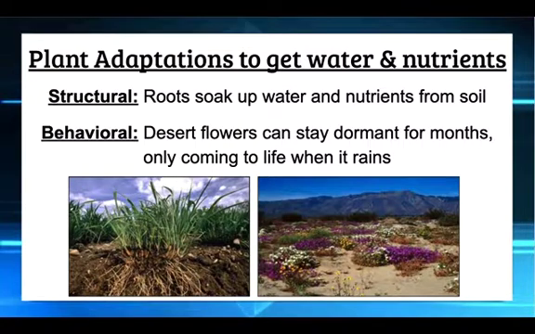Plants also have adaptations to get water and nutrients. So if we look at the structural parts of this, roots grow down into the ground, they soak up the water and get the nutrients from the soil. So basically the plants that are able to find the most area for their roots, they're going to be able to get the most nutrients. Behavioral adaptations to get water and nutrients: a great example of this is desert flowers. They can stay dormant for months, but only come to life when it rains.